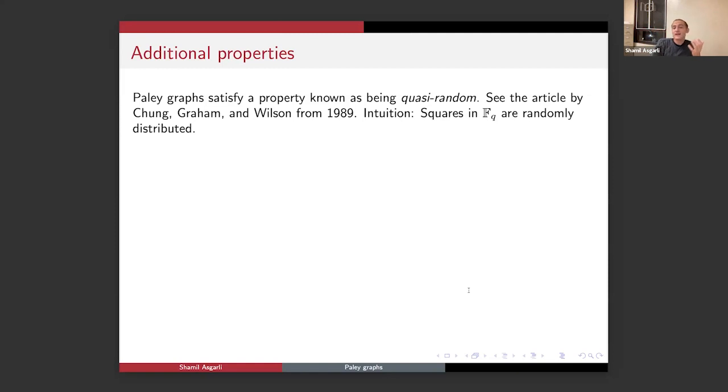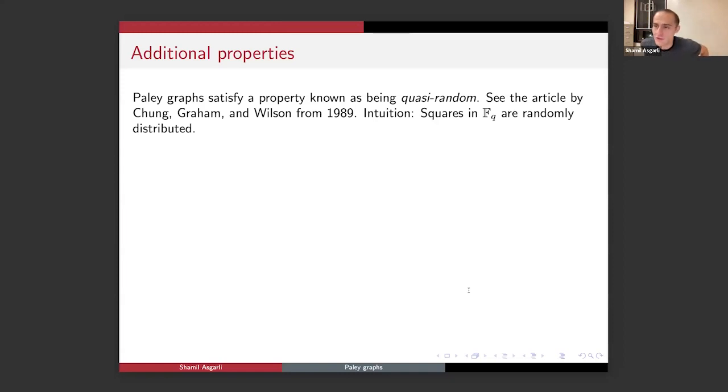Quasi-randomness basically means it acts like a random graph through some parameters. Maybe it has the expected number of edges that you may find in a random graph, or maybe it has the expected number of common neighborhoods of two uniformly chosen subsets, as you may find in a random graph. The intuition worth remembering here is that the reason Paley graphs are quasi-random is somehow tied to the notion that the squares are randomly distributed.